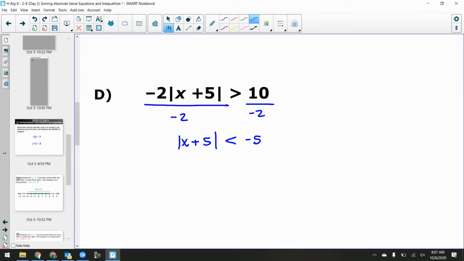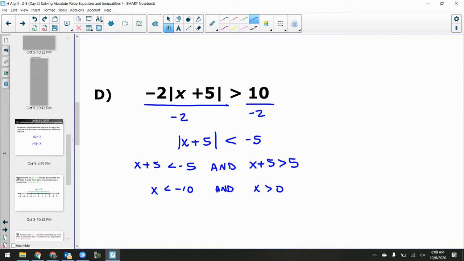Okay, so let's keep going through the motions here. We've got x plus 5 is less than negative 5. This is a less than, and x plus 5 is greater than positive 5. We subtract the 5 over to the other side. We get x is less than negative 10, and x is greater than 0. Uh-oh. Why am I saying uh-oh?